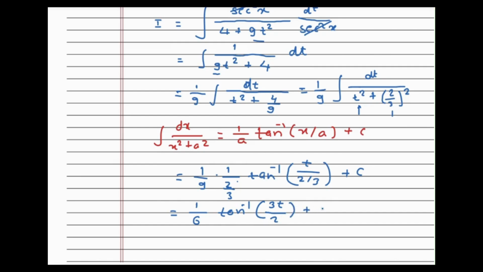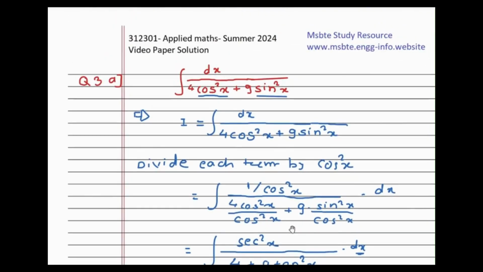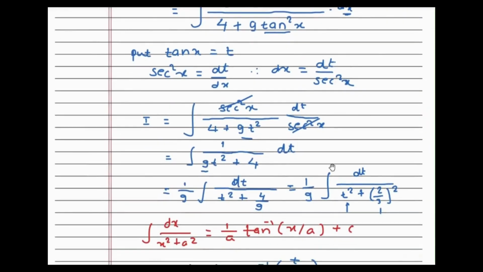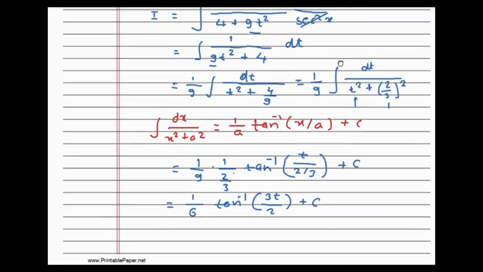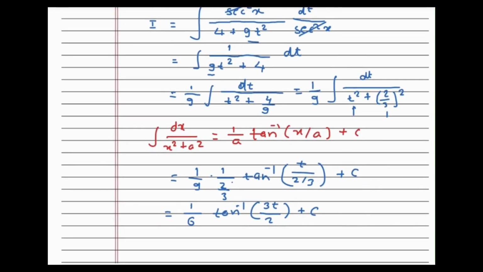plus c. Let's resubstitute back what we have substituted for t. Let us see what we have made t. So we have put tan x is equal to t. So let us resubstitute that back. So the final answer will look like 1 by 6 tan inverse 3 tan x upon 2 plus c.